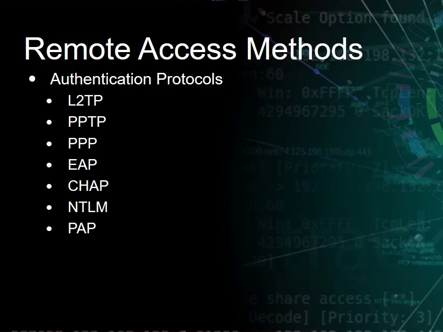The first two it looks at are L2TP, which is Layer 2 Tunneling Protocol, and PPTP, which is Point-to-Point Tunneling Protocol. Both operate at layer 2 of the OSI model. Tunneling is the encapsulation of one packet within another, which allows you to hide the original packet from view.